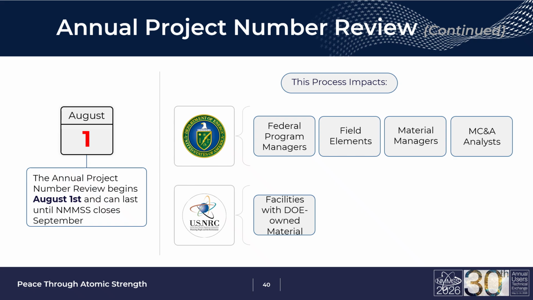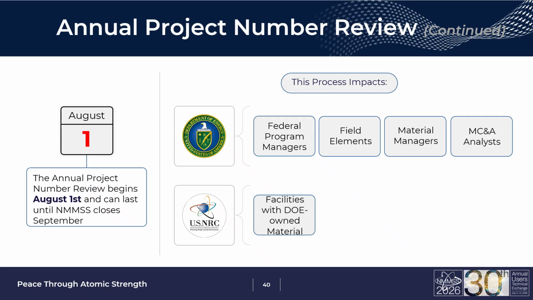The annual project number review begins on August 1st of each year and can last up until NMMS closes the September reporting period. The process impacts federal program managers' field elements, which is to say the individual facilities, material managers, and material control and accountability analysts at the Department of Energy. Additionally, this process impacts NRC facilities that possess Department of Energy material. Ownership allocations will be updated at the conclusion of the process.